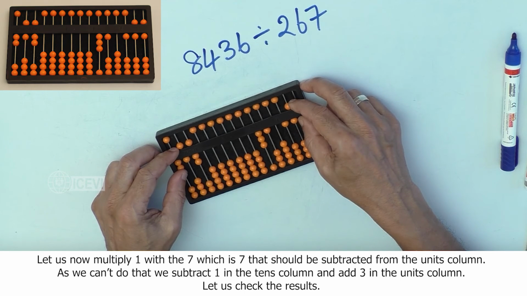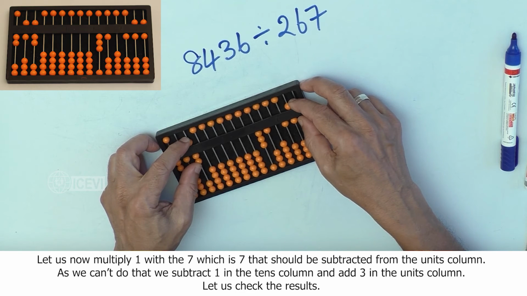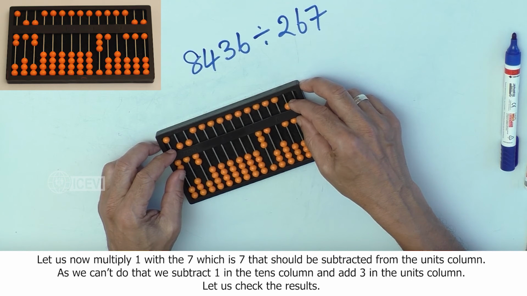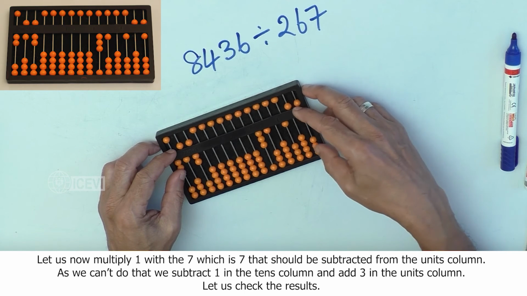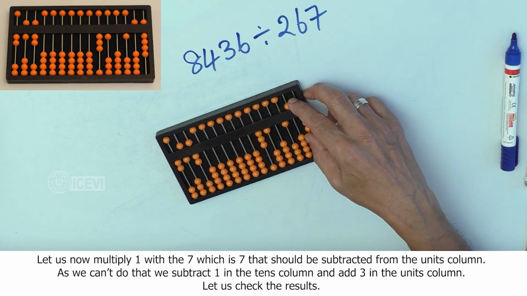Let us now multiply 1 with the 7, which is 7, that should be subtracted from the units column. As we can't do that, we subtract 1 in the tens column and add 3 in the units column. Let us check the result.